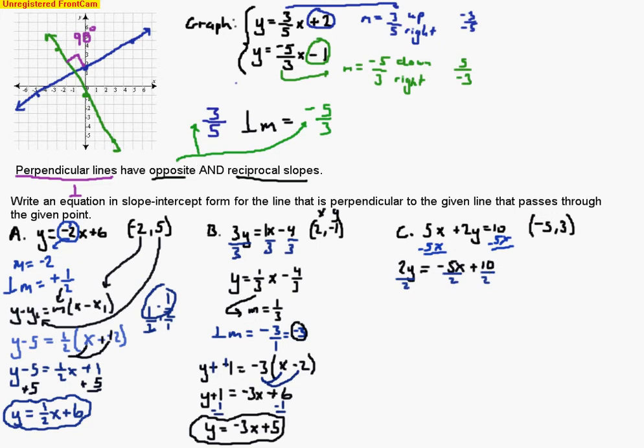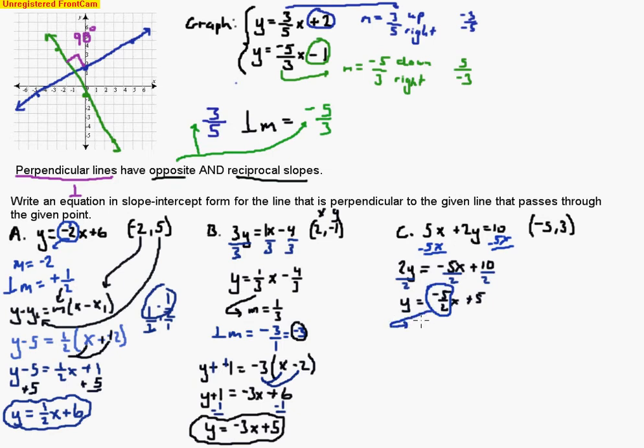And what's left over? Well, first of all, y's by itself now, so we'll be able to figure out what that slope is. And we have negative 5 halves x, and then 10 over 2 makes 5. So now we can figure out what our slope is. Well, our slope is the number out in front of x. But that's not the number we're going to use. This just tells me what the slope of this line is. That is the parallel slope.